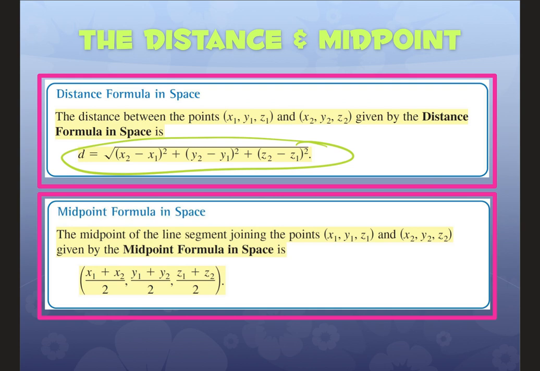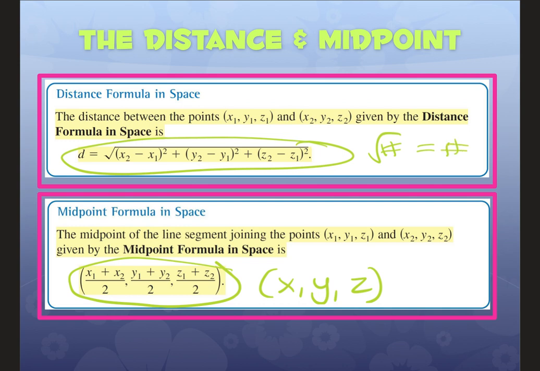And then the midpoint formula, again, we normally add the 2 x's divided by 2, add the 2 y's divided by 2. Now we're adding the 2 z's and dividing by 2. So this answer is going to be an x, y, z coordinate, where the distance will either be a square root of a number or an actual number if you can simplify it.